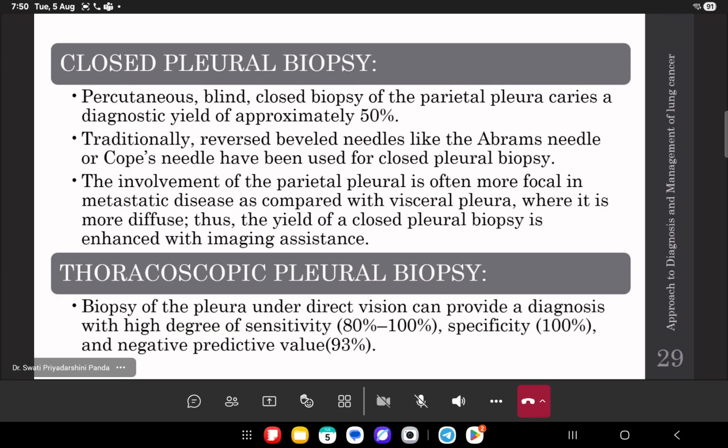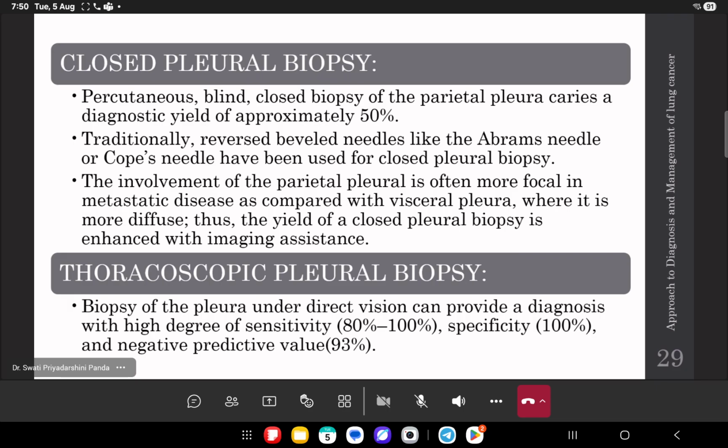Closed pleural biopsy. Percutaneous blind closed biopsy of the parietal pleura carries a diagnostic yield of approximately 50%. Traditionally, reverse beveled needles like Abrams needle or Cope's needle have been used for closed pleural biopsy. The involvement of the parietal pleura is often more focal in metastatic disease as compared with visceral pleura, where it is more diffuse. Thus, the yield of a closed pleural biopsy is enhanced with imaging assistance.